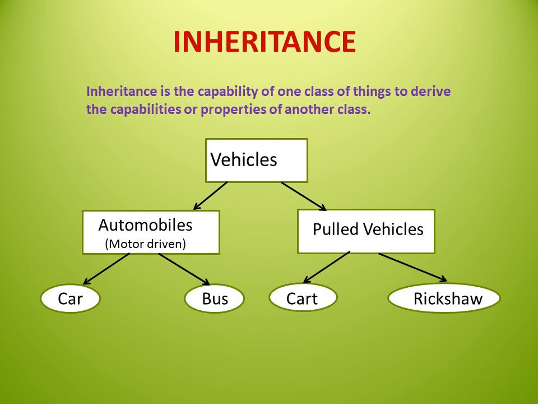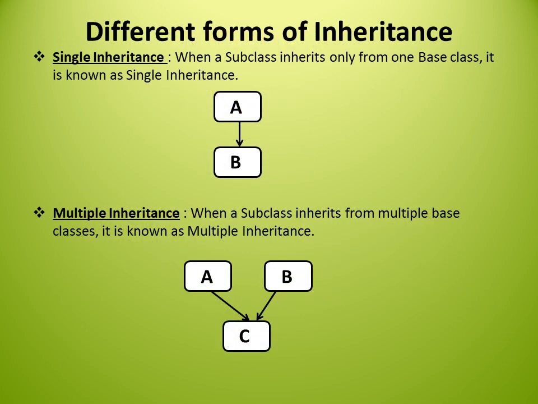Now we move on to the implementation of this inheritance in C++. First, we will see the different forms of inheritance. The first one is single inheritance. When a subclass inherits only from one base class, it's known as single inheritance. Here you can see the example. There are two classes, A being the base class and B the derived class. Class B derives from only one base class here, that is A.